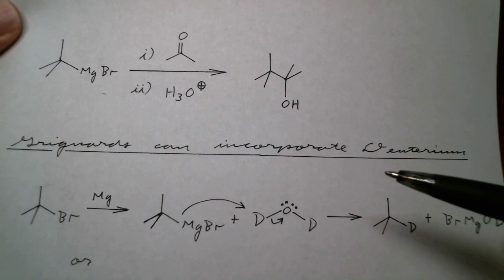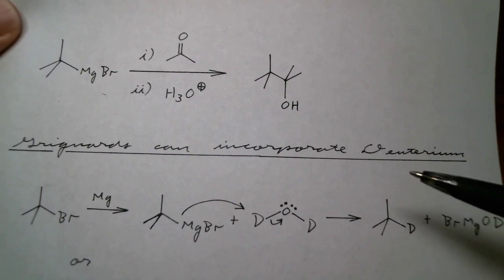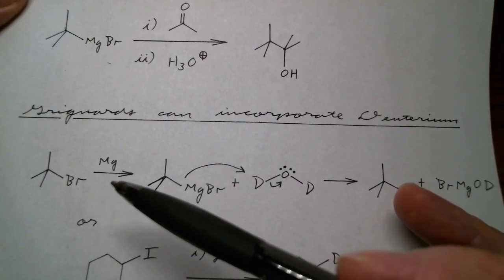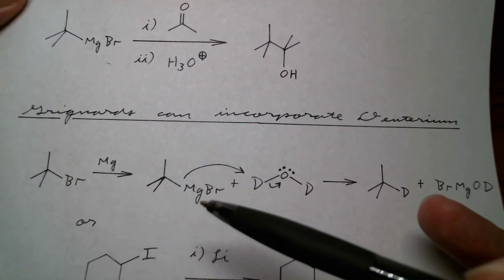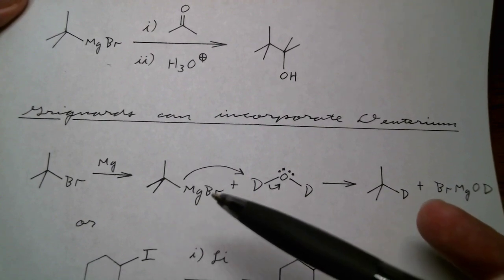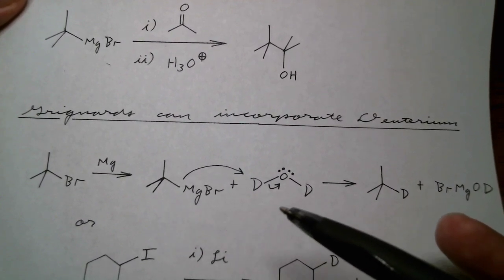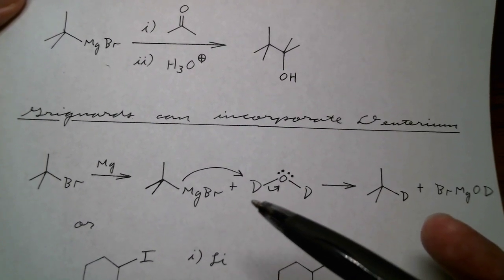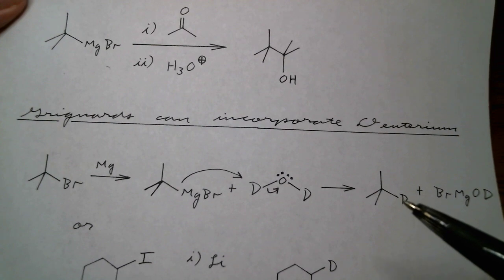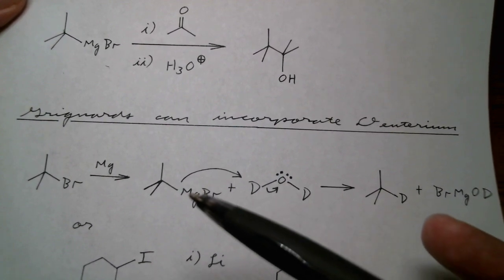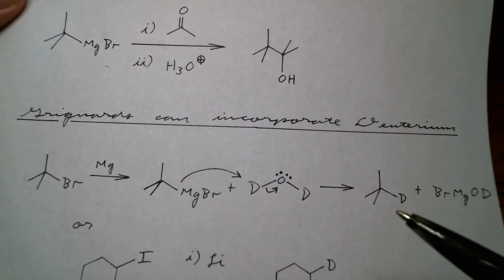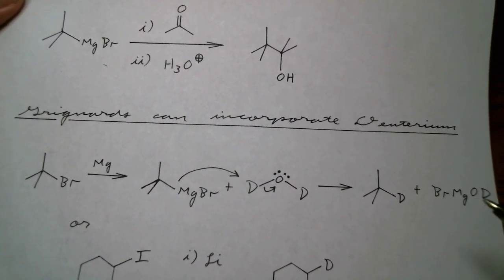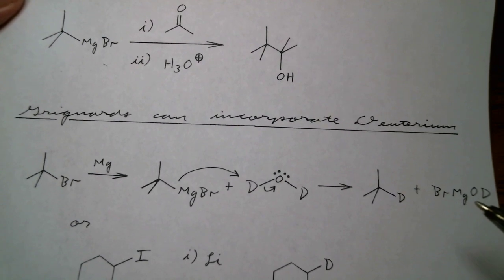Grignards can be used to incorporate things like deuterium. Here we've got 2-bromo 2-methyl propane. You treat it with magnesium, you create this Grignard. The magnesium inserts between the carbon and the bromine. If you add D2O, remember Grignards deprotonate water, so they will dedeuterate D2O, and you'll have a deuterium attached to whatever your metal was attached to, because they're very basic. And of course you have bromine and a magnesium deuteroxide salt.